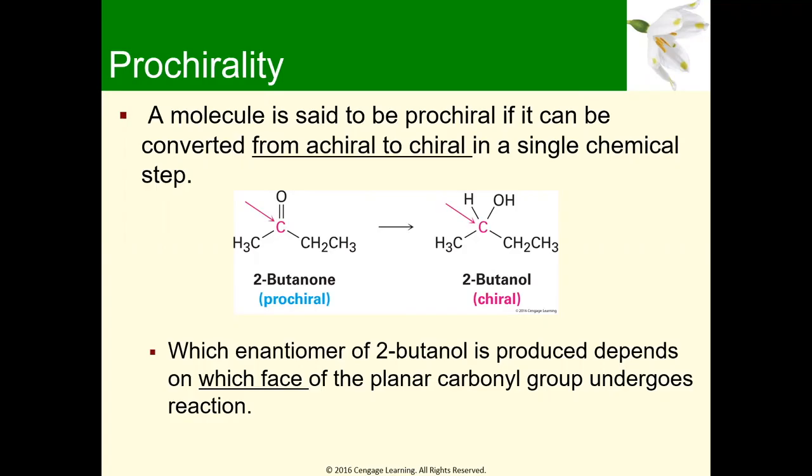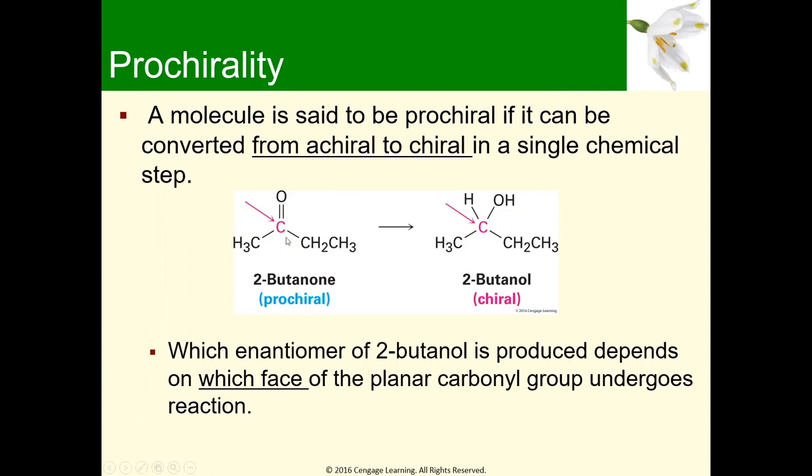All right, so now we're going to talk about the idea of prochirality. Okay, now that means something that's not chiral now, but it could be made chiral fairly easily. So it's a molecule that can be converted from achiral to chiral in a single chemical step. And so the example given to you there on the slide is something that's not chiral, like 2-butanone.